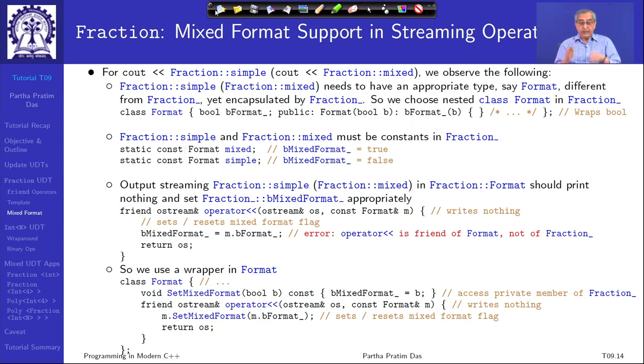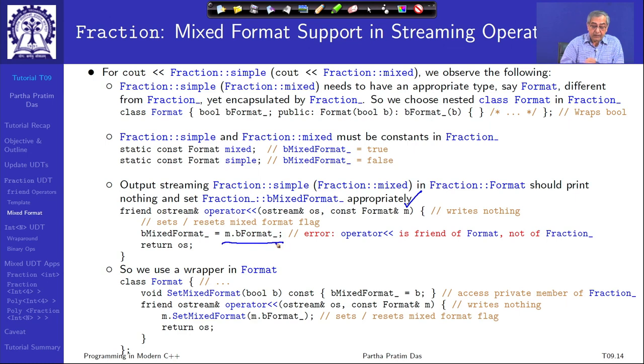So, to set this, I can now have an output streaming operator in format itself. This is a different streaming operator than what I am using in the fraction printing. So, this is the output streaming operator for format, where I know the format object M which I am streaming, which say is fraction::mixed.